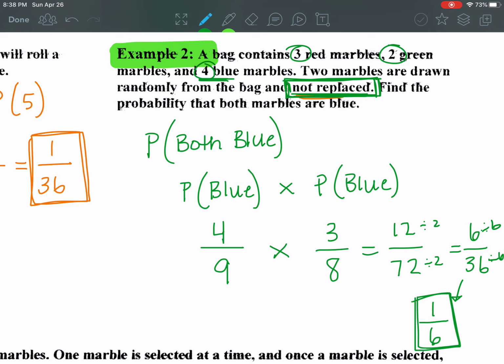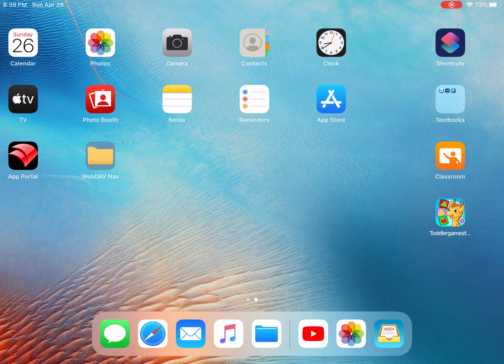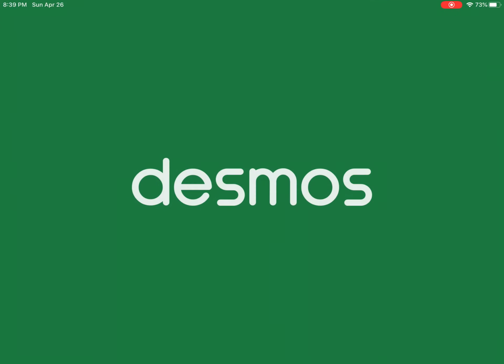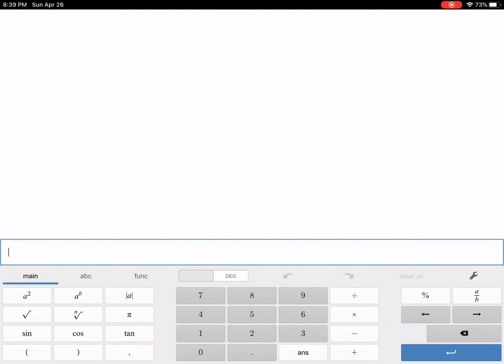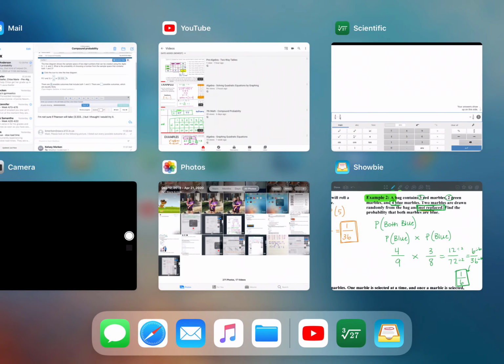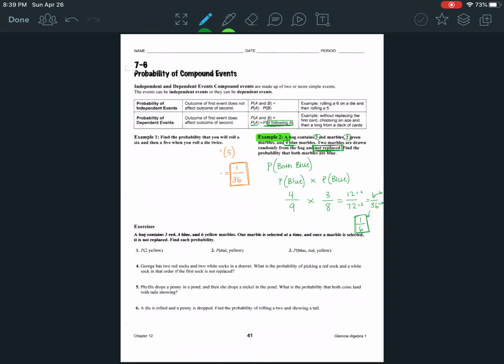And guys, you are more than welcome to plug this into Desmos. I'll show you, if you didn't know, with fractions, you can type in the fraction times the fraction. So we had 4/9 for our first, and then multiply it by 3/8. Now you're going to get a decimal, but if you hit this button over here on the side, it changes it to a fraction. And there you go, 1/6. All right, let's keep going.